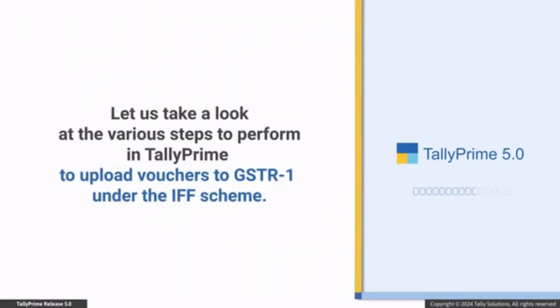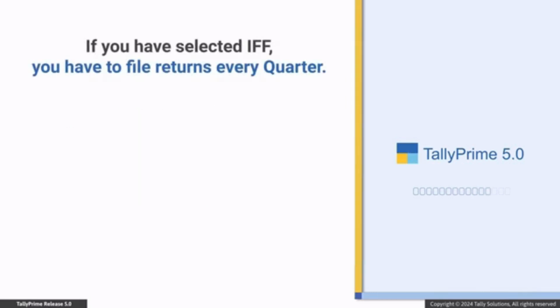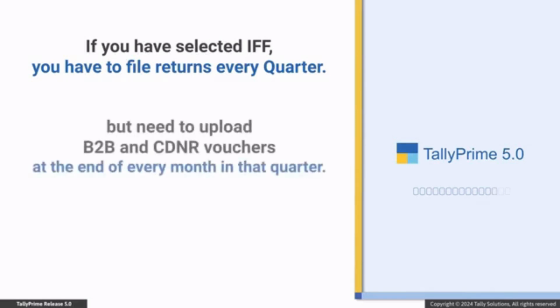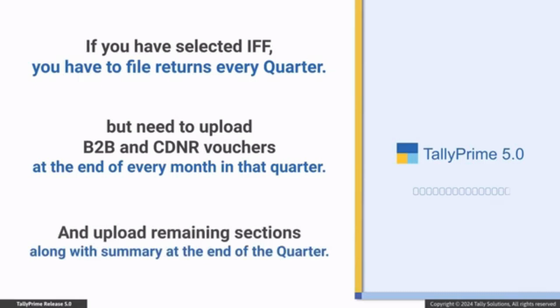You can take a look at the various steps to perform in TallyPrime to upload vouchers to GSTR 1 under the IFF scheme. If you have selected IFF, you have to file returns every quarter but need to upload B2B and CD/NR vouchers at the end of every month in that quarter and upload remaining sections along with summary at the end of the quarter.